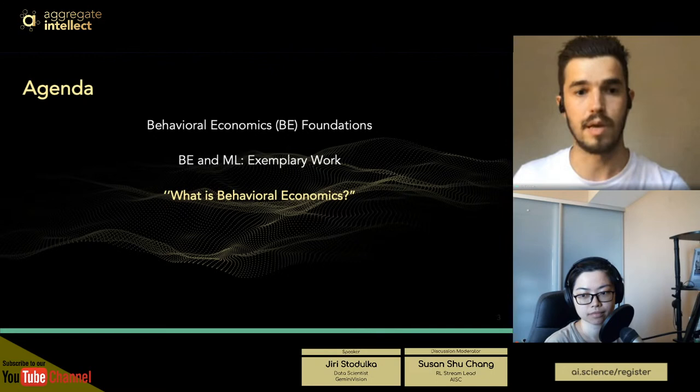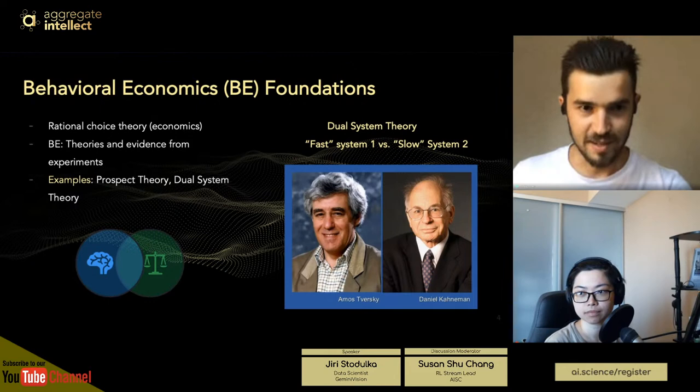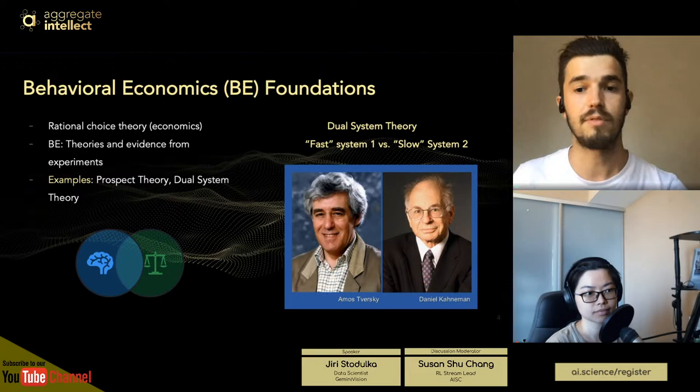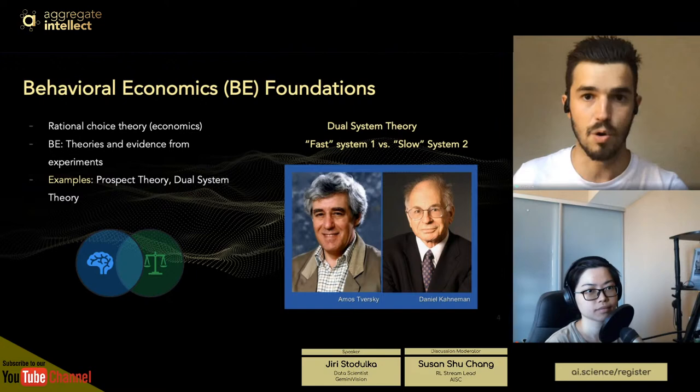So, primary question, what is actually behavioral economics? It's mostly about economics. And in economics, there is a theory that's called rational choice theory. But there is a problem, because according to this theory, when humans are presented with various options in settings of uncertainty, they would choose the option that maximizes their individual satisfaction. So it assumes that people, given their preferences and constraints, are capable of making rational decisions, which we know is not true. So there comes behavioral economics.